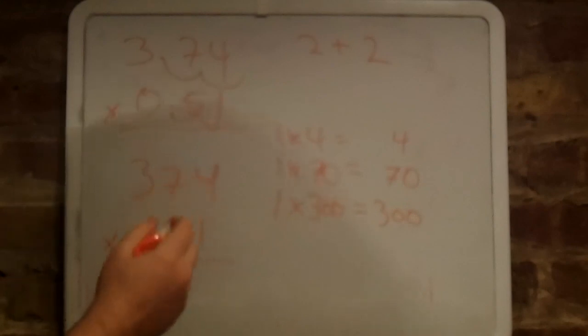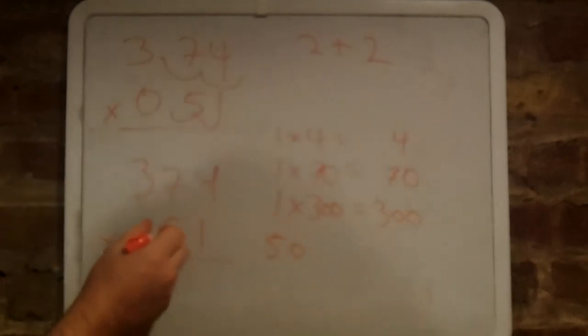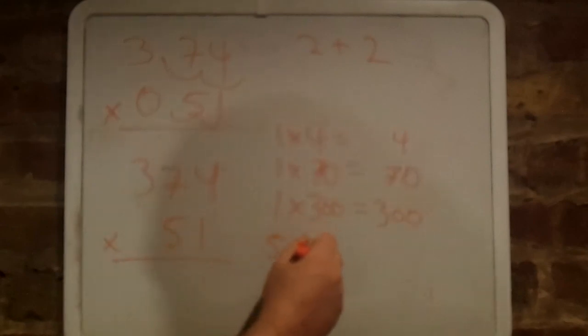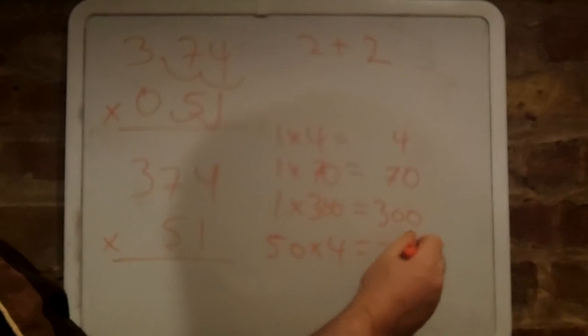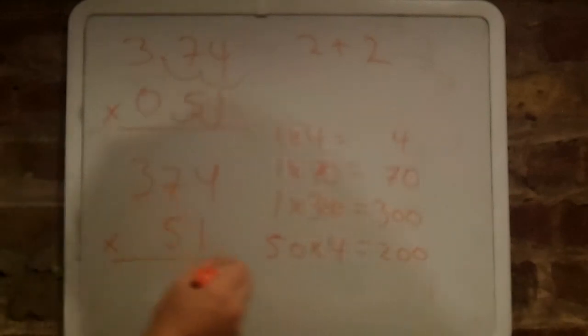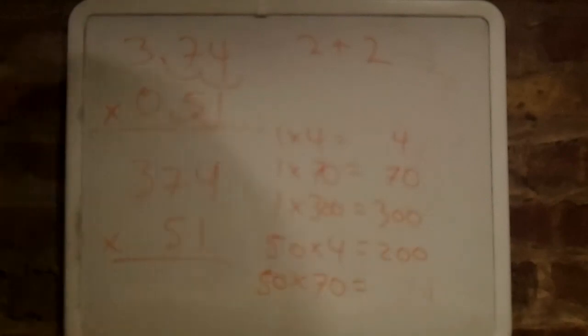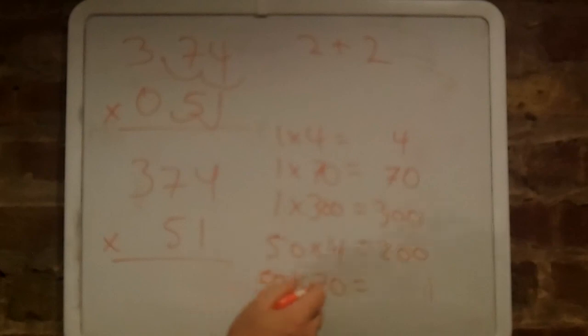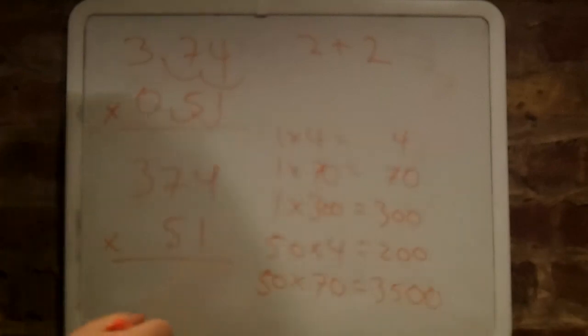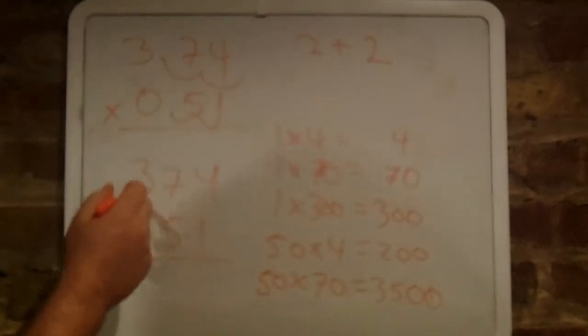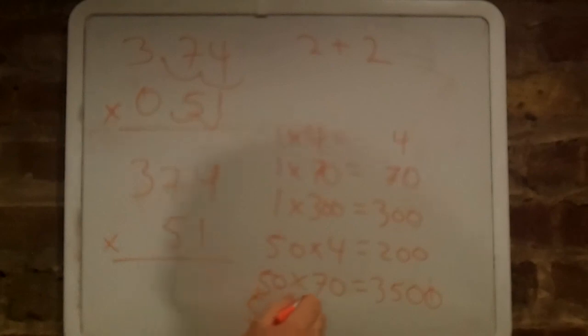Now we have 50 times 4. Remember, although this is a 5, it's in the tens place, so it's 50. So 50 times 4 is 200. 50 times 70 is going to be 3,500. So the trick to this one is, first we say 5 times 7 is 35, and then we have 1 zero and 2 zeros, so we just put on 2 more zeros. It's pretty easy. And then last we have 50 times 300. So 5 times 3 is 15. We have 1, 2, 3 zeros.